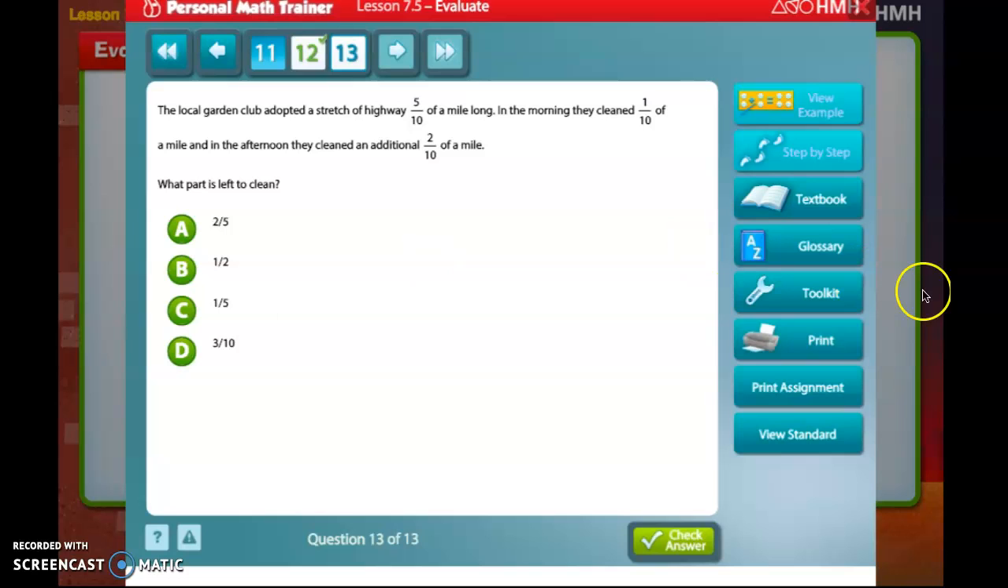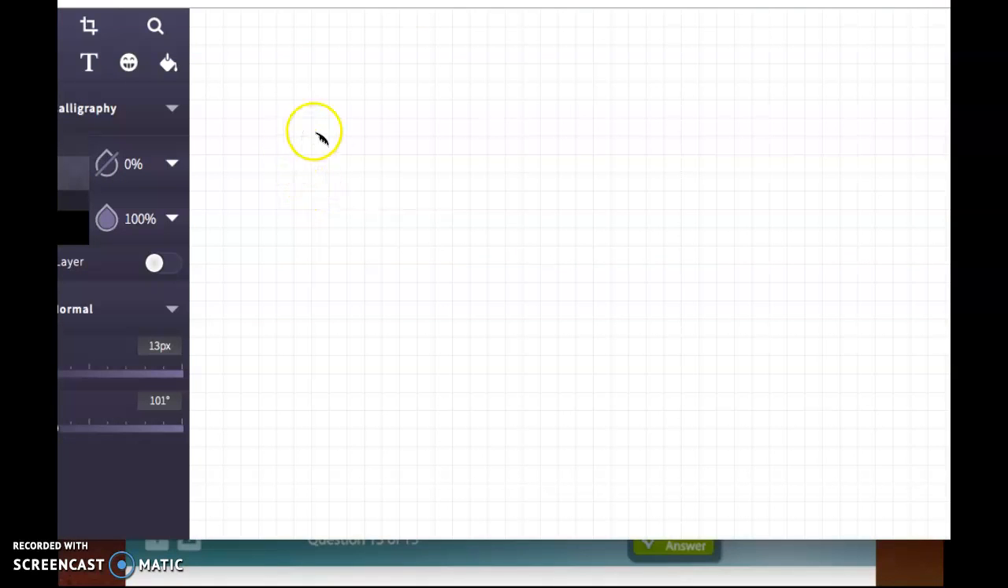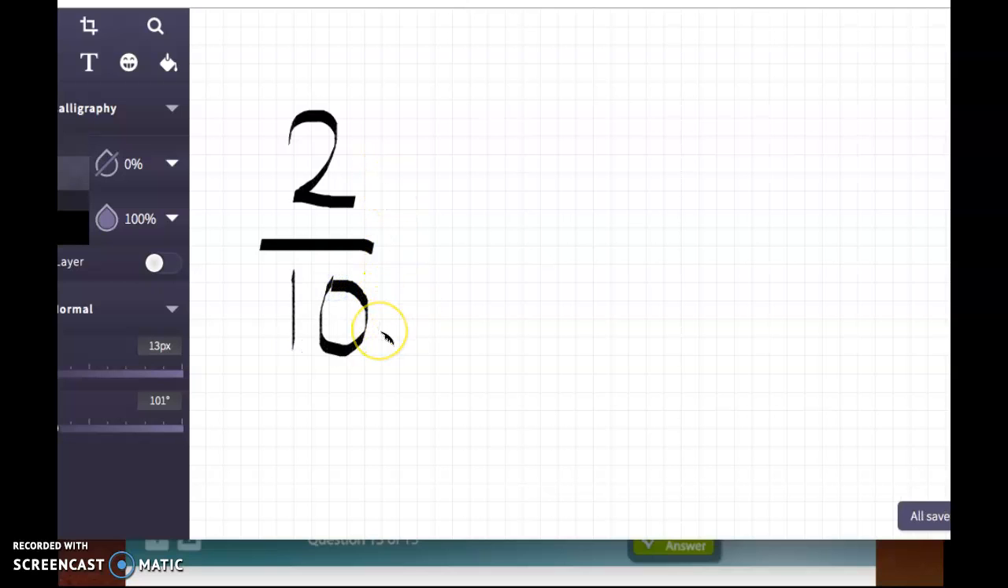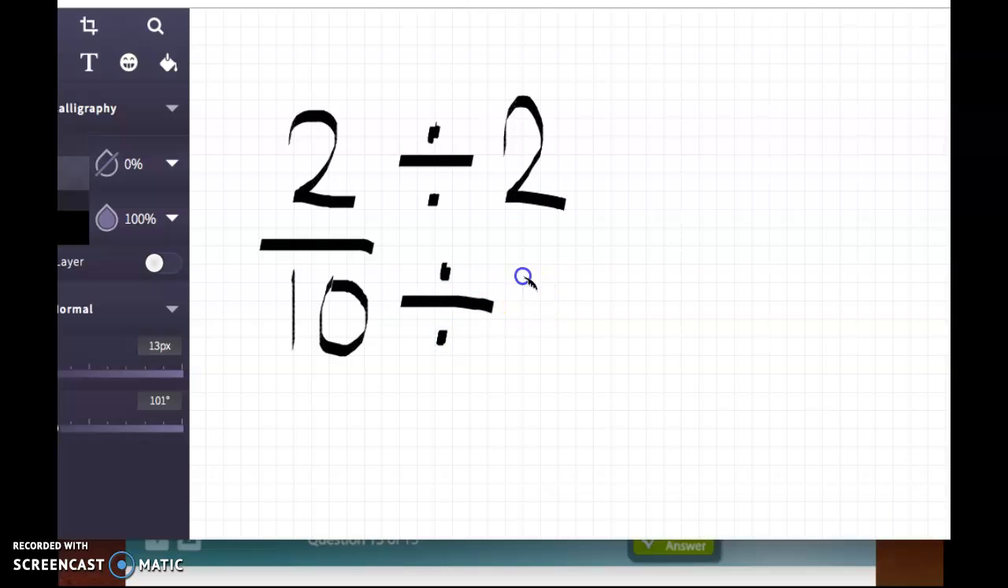Let's see, I have 2 over 10. Okay, what I'm going to do is go back to my drawing, and I'm going to have 2 over 10 here. I know that 2 and 10 are both divisible by 2. I could divide my top and my bottom by 2. I apologize if I said subtract. I could divide my top and my bottom by 2 because they're both divisible by 2, meaning I can multiply a number by 2 to get 2.